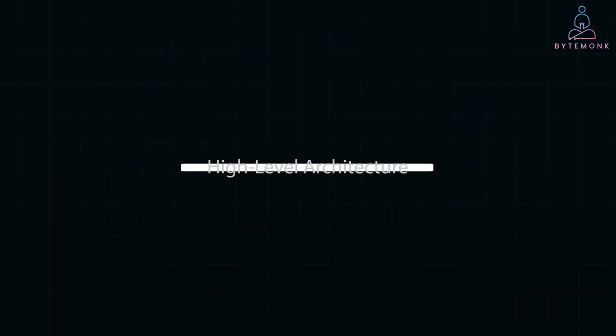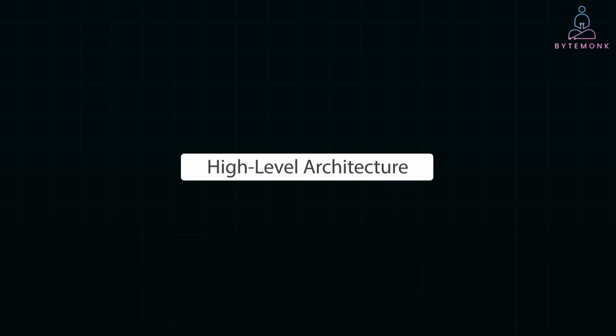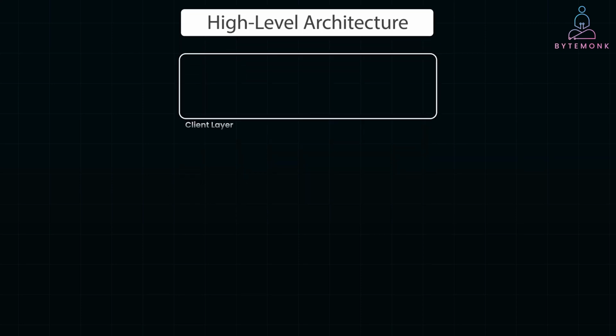Alright, we'll first break down the architecture of a high-performance payment system, focusing on three key layers: the client layer, the service layer, and the data layer. First, the client layer. This is where users interact with the system through web apps, mobile apps, or APIs. It is responsible for sending requests like login or payment initiation to the backend.